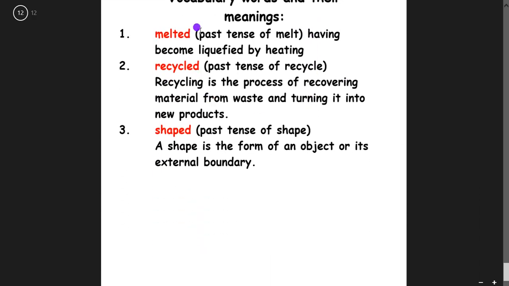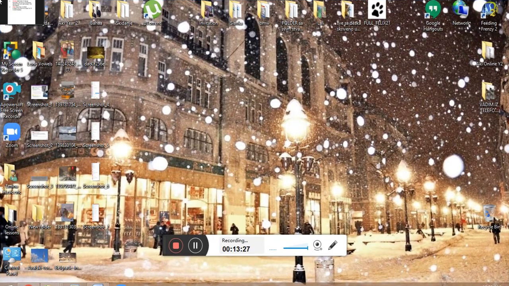Okay. Melted. Meaning of melted. Having become liquefied by heating. This is complicated. Here are the real explanations, but let me tell you what it means. When you take the ice in your hand and it melts, it's done melting, we say that the ice cube melted. Recycled, when the process of recycling is finished, it's recycled. And shaped, you know when you play with the Play-Doh and you change its shape, so when you're done changing the shape of the Play-Doh, it's shaped. That's the easiest way I can explain for you.